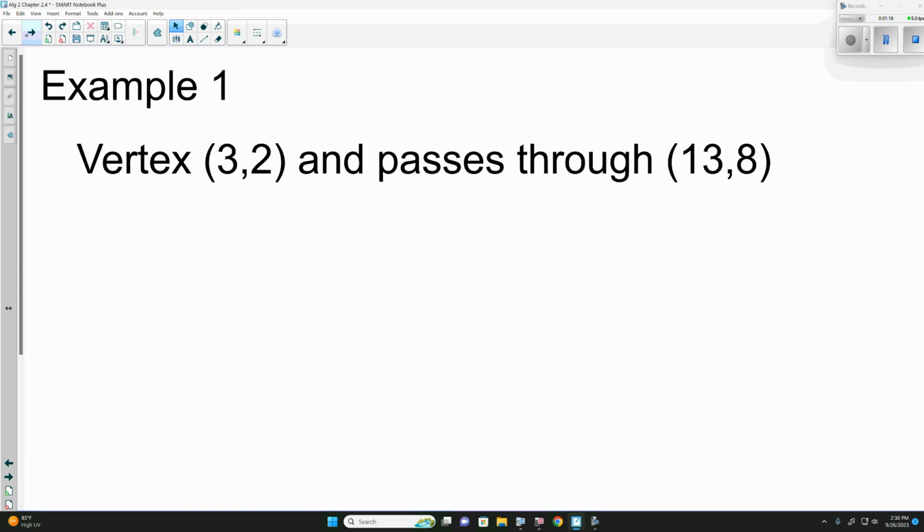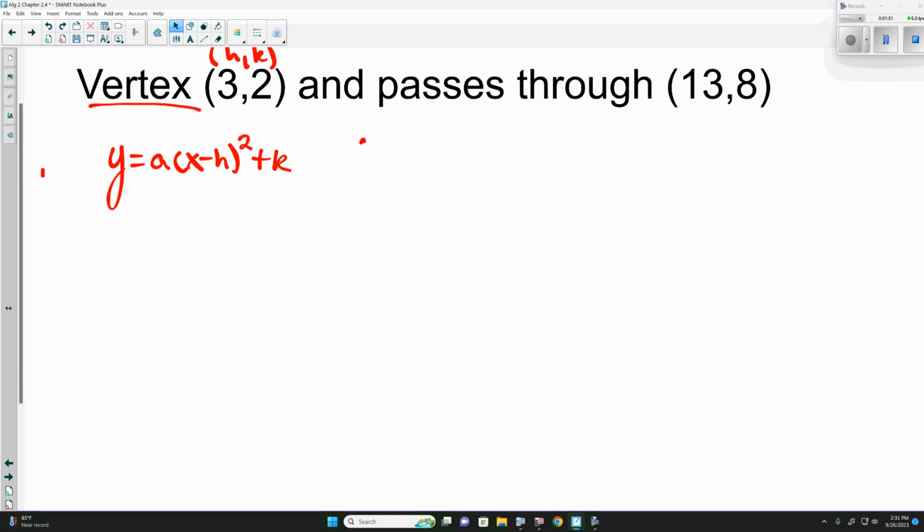Now, will we use the vertex form or x-intercept form? Vertex form, because it gave us the vertex. So for this, if we're given the vertex and a point, we're going to use y equals a times x minus h squared plus k. Now the vertex is the point h comma k. And to find the equation, we need the value of h, the value of k, and the value of a. In this case, a. So we're not using the 1 over 4p in this case.